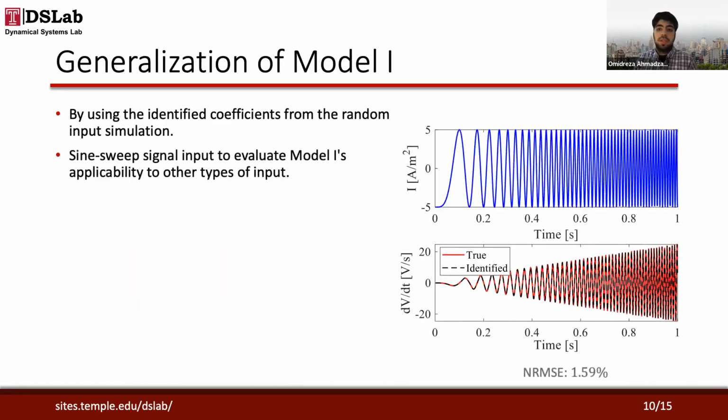For checking the generalization of model 1, the identified coefficients from the random input simulation are used. We use the coefficients from the previous slide, and then a sine sweep signal input is implemented to evaluate model 1's applicability to other types of input. As you can see, the input is a sine sweep from 1 Hz to 100 Hz, and the normalized root mean square error for the system is 1.59%, which shows that the system generalizes as well.